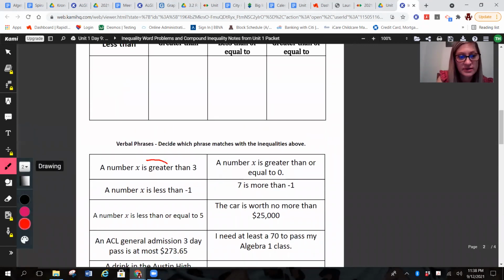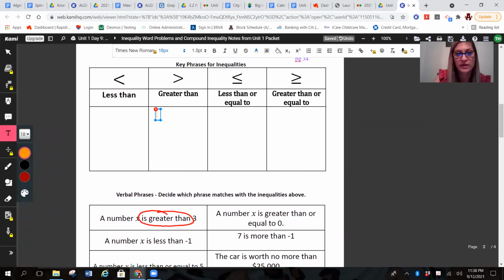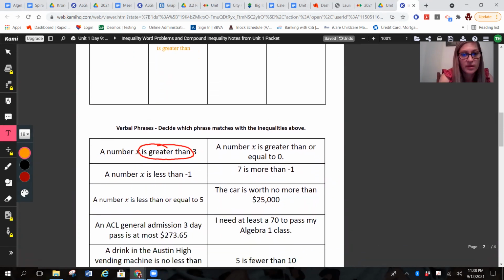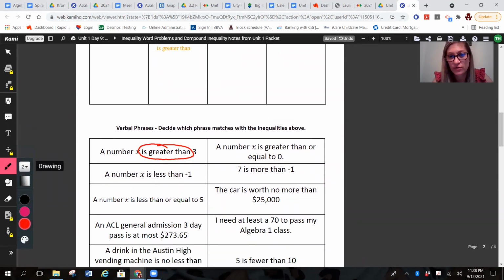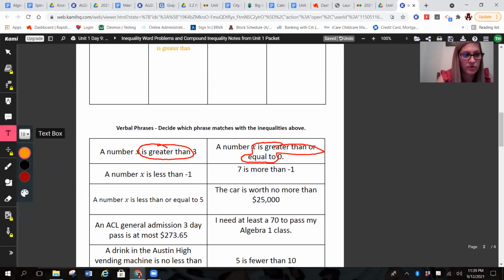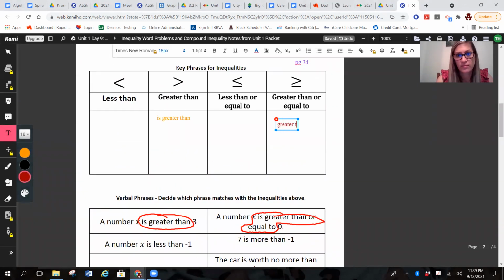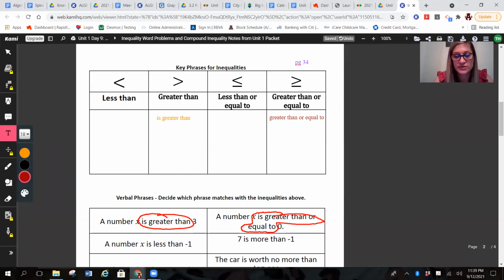A number x is greater than 3. So is greater than goes under the greater than sign. Okay, let's move on. A number x is greater than or equal to 0. So it could also use the phrase greater than or equal to. You would use a greater than or equal to symbol.